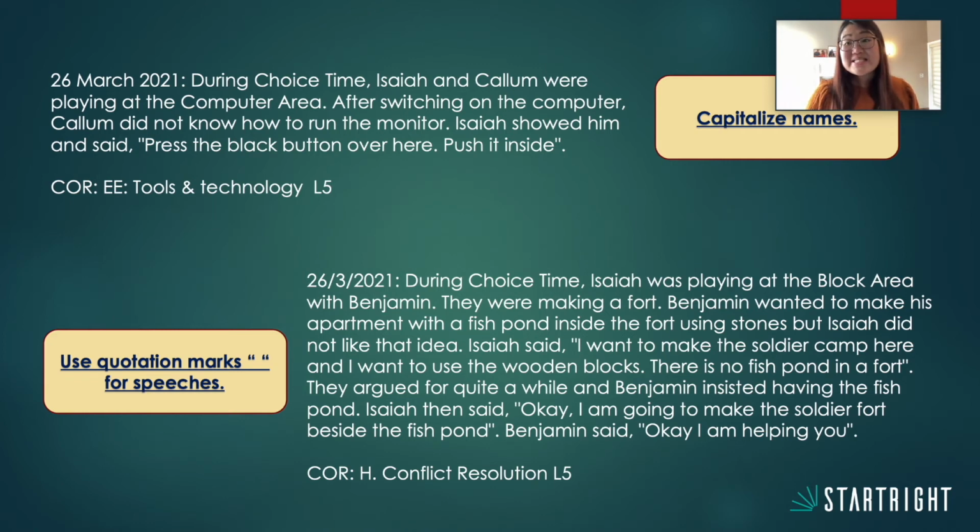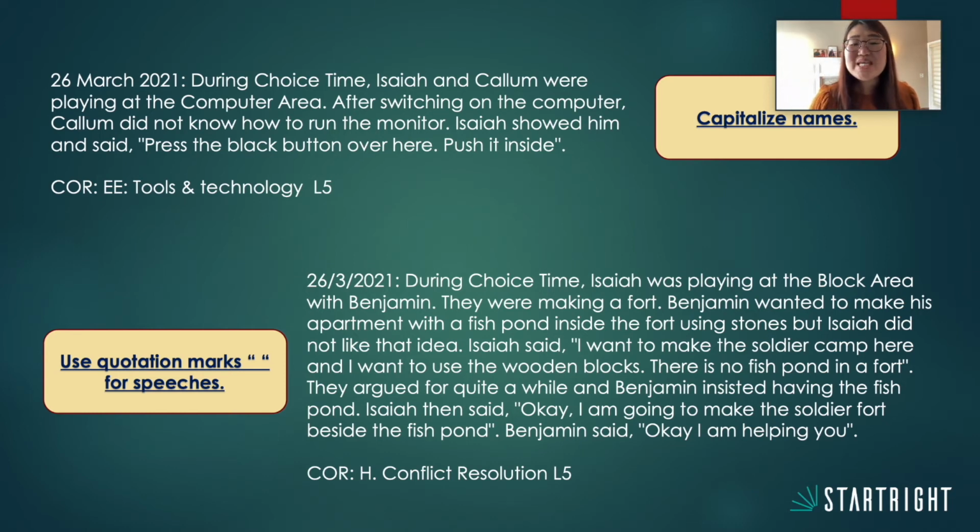Okay, the next sample would be use quotation marks for speeches. So 26 March 2021, during choice time, I was just using Isaiah's anecdotes. Okay, so this is a conflict resolution anecdote. They have speeches and conflict in between. So this is actually a good conflict example. Alright, I'm going to use this. During choice time, Isaiah was playing at the block area with Benjamin. They were making a fort.